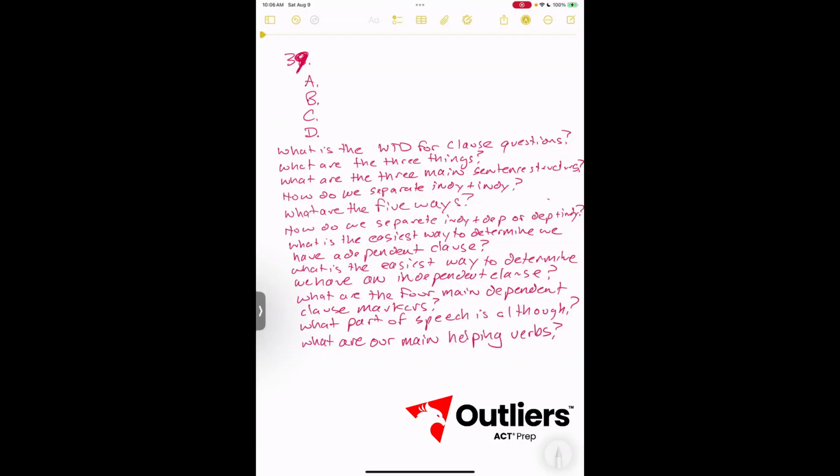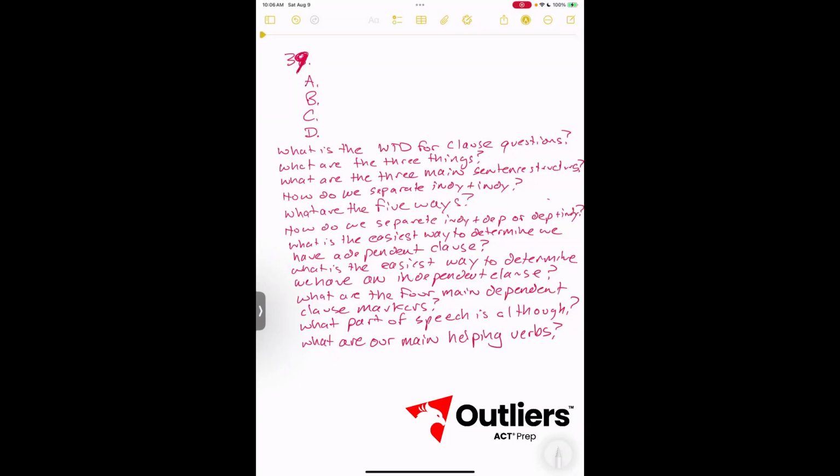And then we have to determine, are they separated properly? So we have dependent followed by independent. Ask yourself, how are we supposed to separate dependent followed by independent? The answer is always a comma. So we can't find anything wrong with answer A. And so we're going to move on to answer B and see if we can find anything wrong with it.